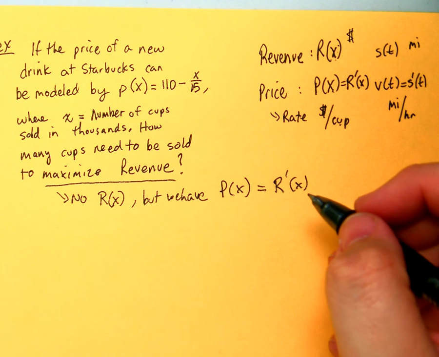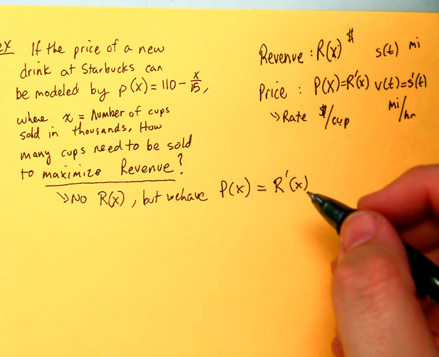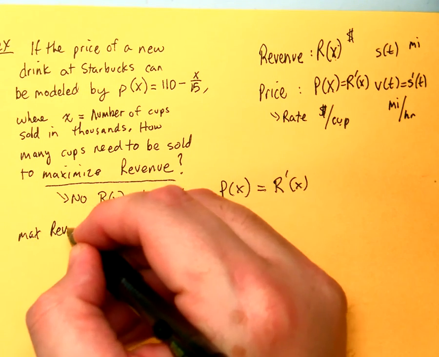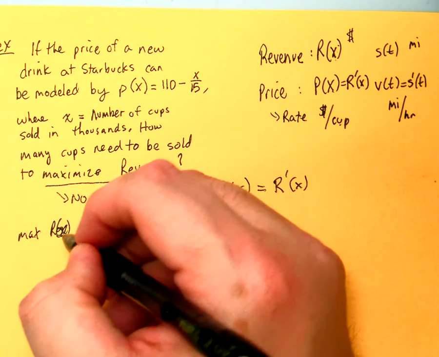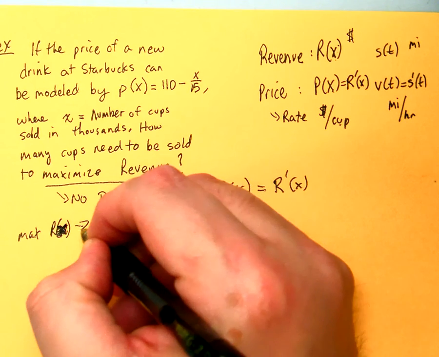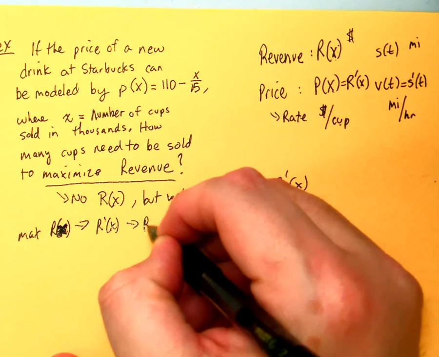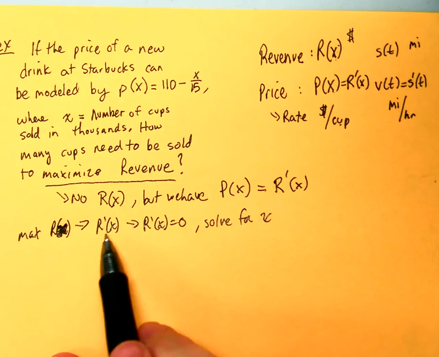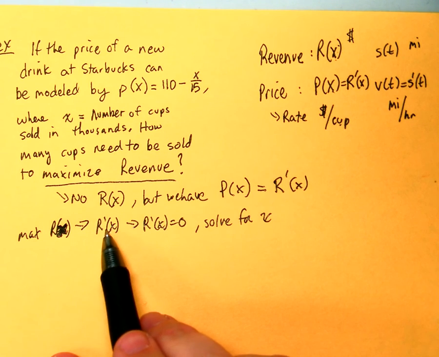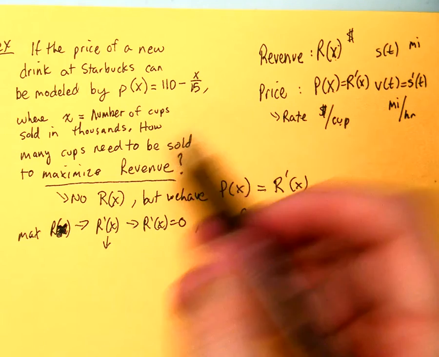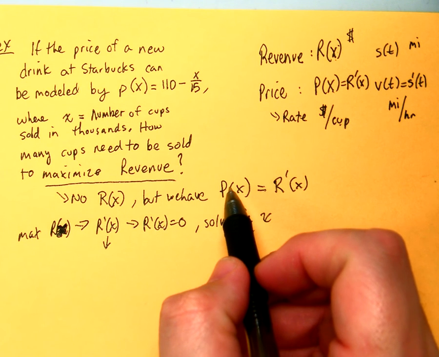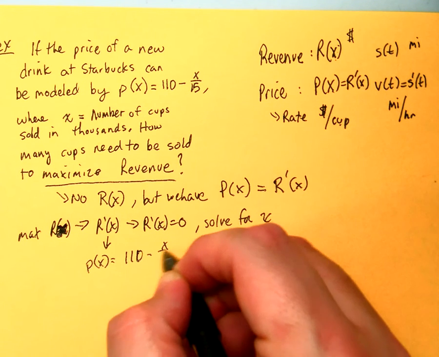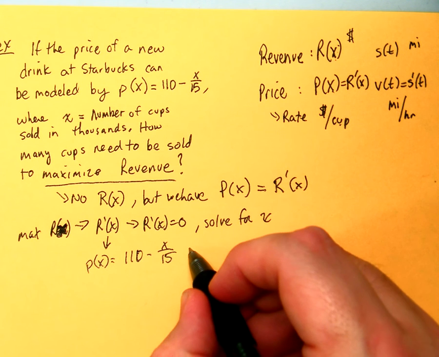Since the question is to maximize revenue, what do I have to do? If I want to maximize, and that's an X, by the way, I want to find R prime of X, then set R prime of X equal to 0 and solve for X. Well, I don't have R of X, but do I have R prime of X? Yes, R prime of X is the price. So my P of X is equal to 110 minus X over 15. What am I going to do to this one then? Set it to 0.